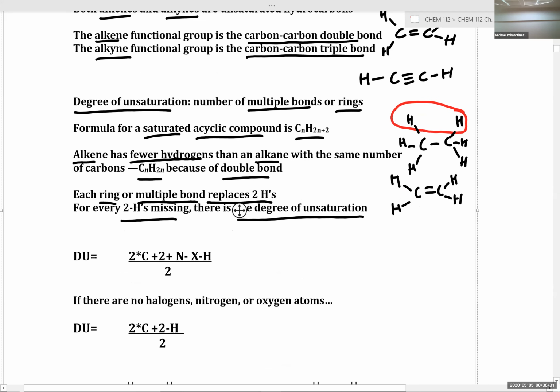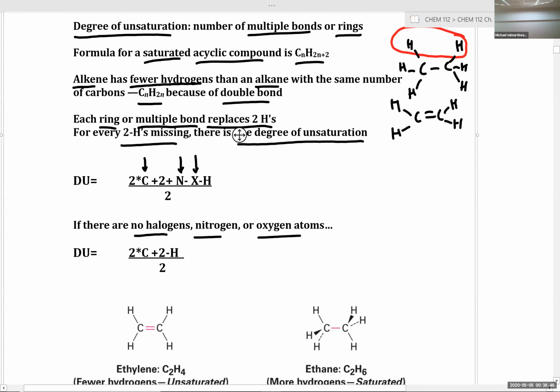So DU can be simplified to 2 times the number of carbons plus 2 plus the number of nitrogens minus the number of halogens, all minus the number of hydrogens, over 2. So if there are no halogens, nitrogens, or oxygen atoms, we can simplify this equation to DU is 2 times the number of carbons plus 2 minus the number of hydrogens, over 2. So this C is the number of carbon atoms, and this H is the number of hydrogen atoms.